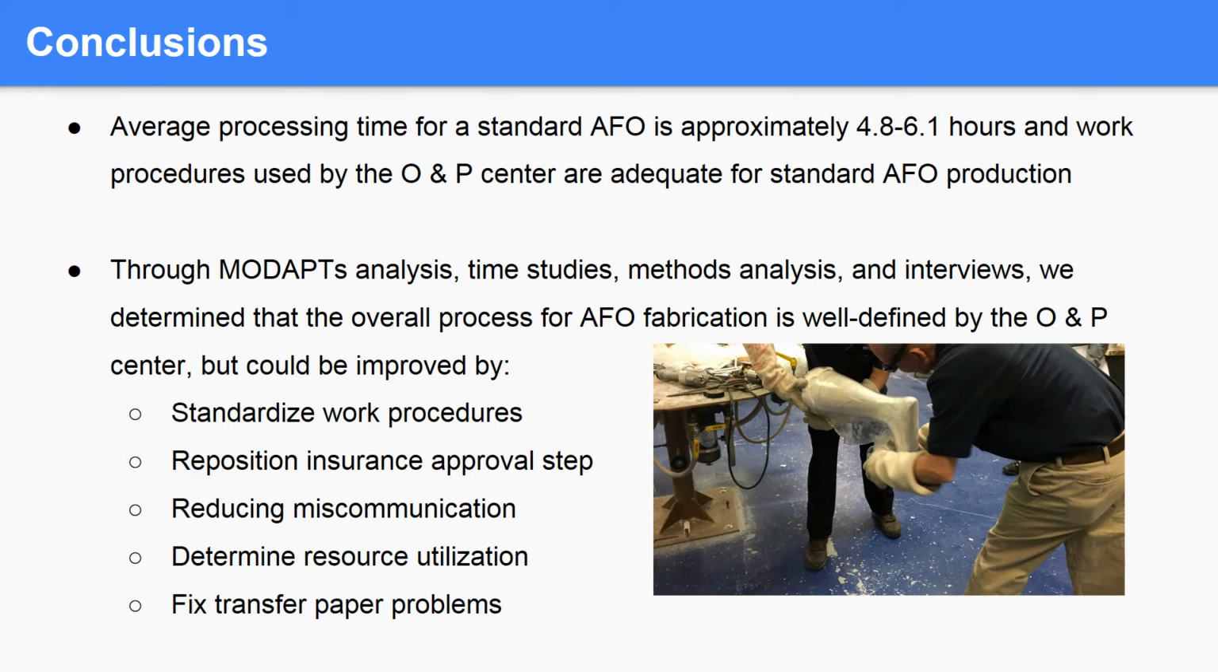In conclusion, the average processing time for an AFO is between 4.8 and 6.1 hours, and the work procedures used by the Orthotics and Prosthetics Center are adequate at this time. Through MODAPS analysis, time studies, methods analysis, and interviews, we determined that the overall fabrication process is well defined, but we also do suggest 5 recommendations, as we previously stated.